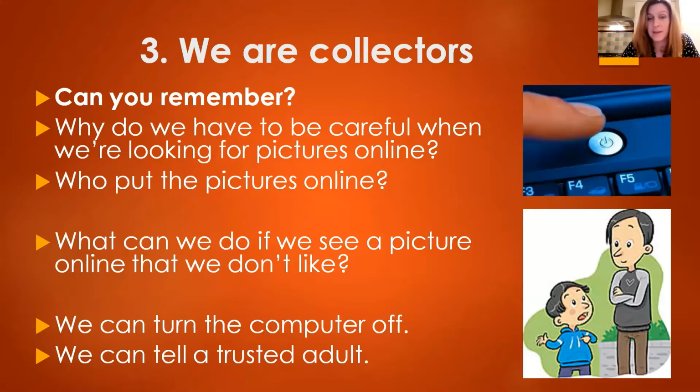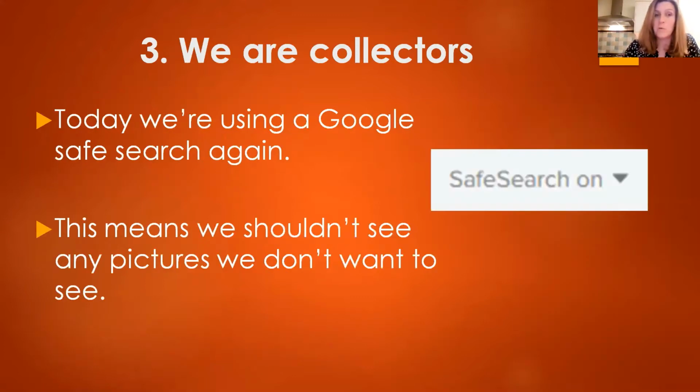Now, last week, we turned our Google Safe Search on, which means unless it's been changed, it is still on. So it will still be safe for you to search for images today. If you're not sure if it's on, ask an adult to check or go back to my video from last week and follow the instructions to make sure your Google Safe Search is on. This means we shouldn't see any pictures we don't want to see.